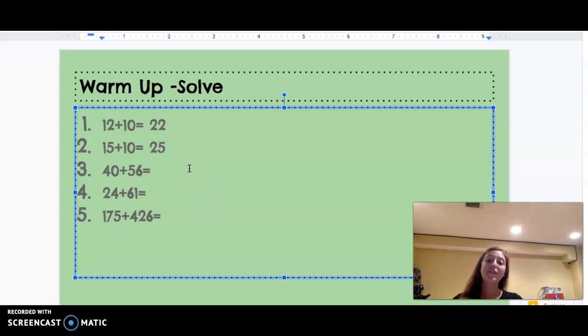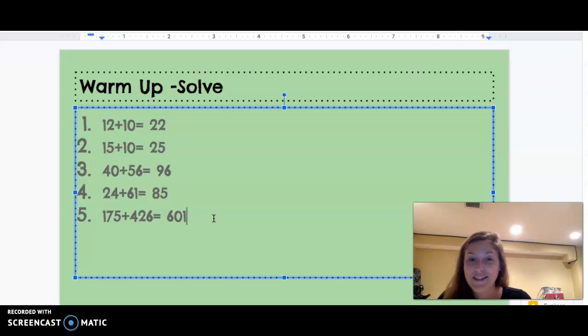40 plus 56. This one took a little bit more time, right? So 40 plus 56 gives you 96 as your answer. Number 4 asks 24 plus 61. 24 plus 61 is 85. And my final one, number 5 here, the trickiest one of all, 175 plus 426. When you put those two numbers together, you get 601.